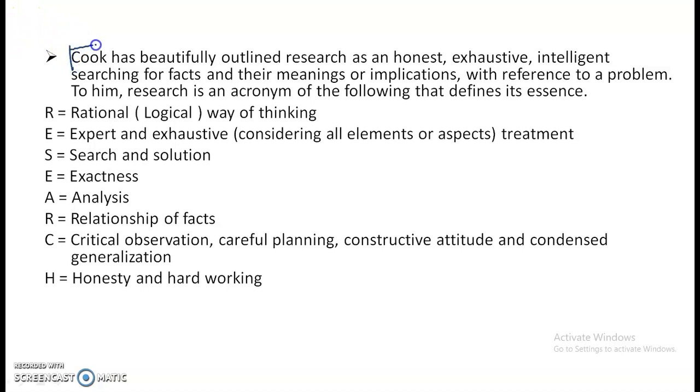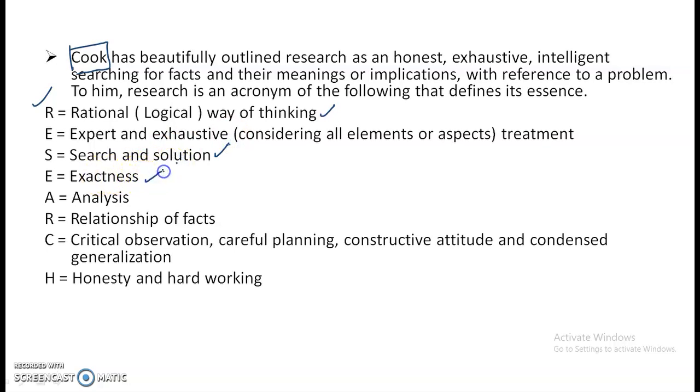So as per Cook, one of the famous persons, he beautifully outlined research, that means research means RESEARCH. So he mentioned that R is nothing but rational, that is a logical way of thinking. Okay, and E stands for expert and exhaustive, that is considering all the elements or aspects. Exhaustive treatment means, in order to support your research, you have to consider all the variables and all the elements, and all the situations. And S stands for the search and the solution. That means you have to search again and again, and then you have to find out the proper solution.